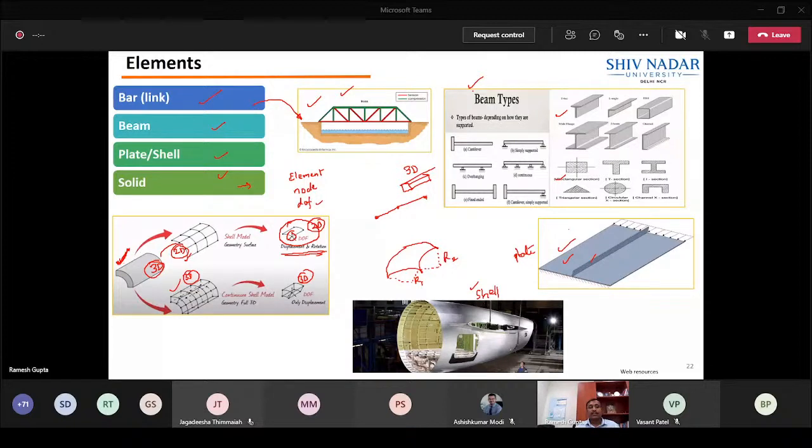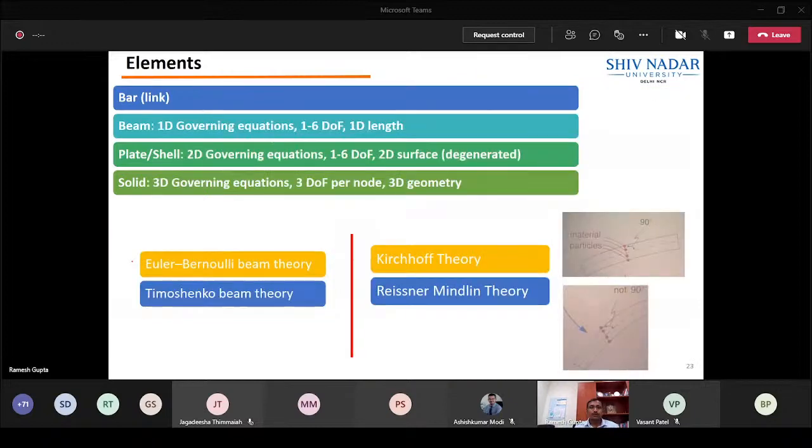Even though it is a 2D surface, in your theory or formulation you are trying to look at how exactly the material above and below is behaving, and that will be taken care of. So that is where I'd like to philosophically introduce beam theories and plate or shell theories.